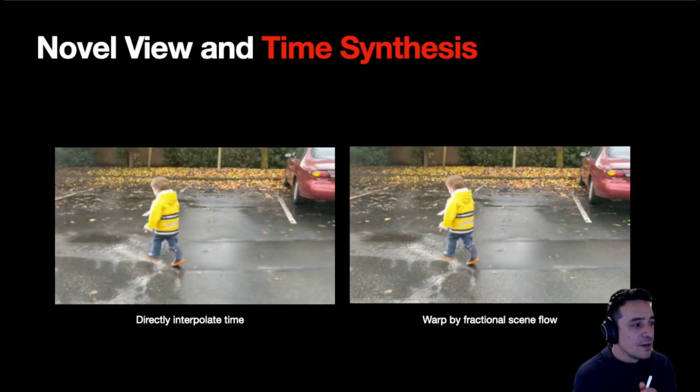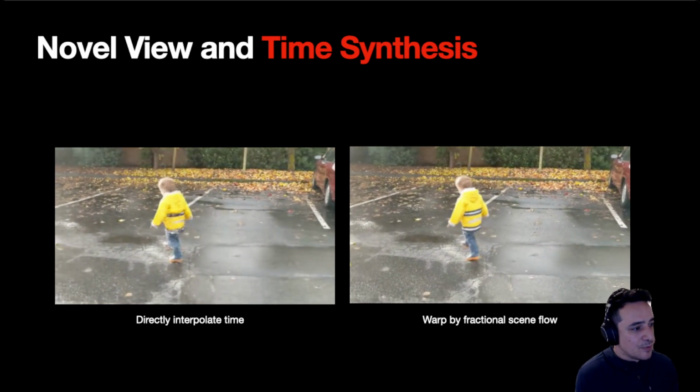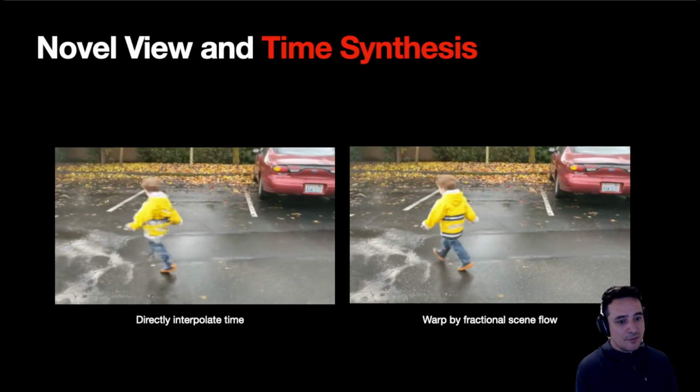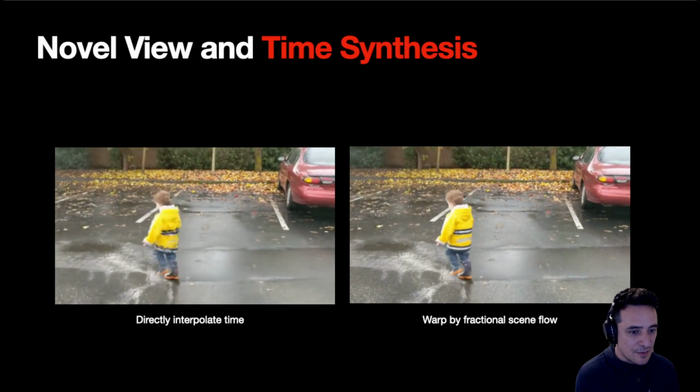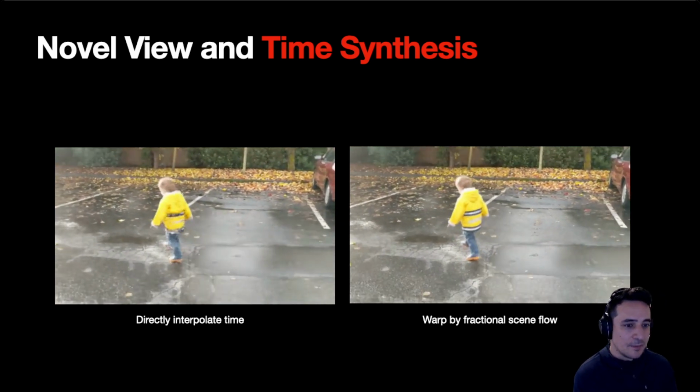But because we are explicitly solving for the scene flow, we can actually render in-between times by evaluating the colors at discrete times and then warping these by the scene flow into the intermediate times. And this gives us the result on the right, which is correct. And actually, I think this is a good way to visualize that the scene flow is right, because if the scene flow is wrong here, then it would give us the wrong interpolations.